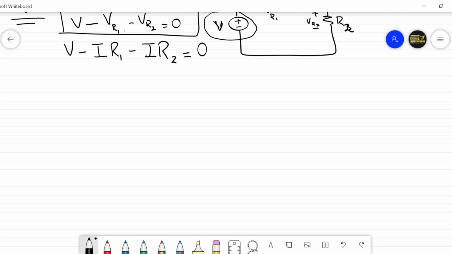Before we proceed, there are some more fundamental circuit laws we will have to learn. Before we do that, let's do some simple numericals.